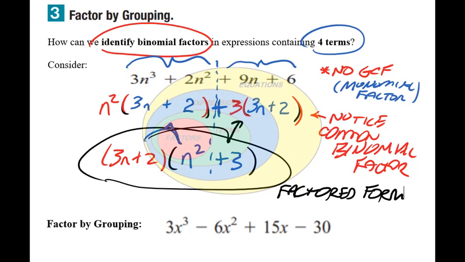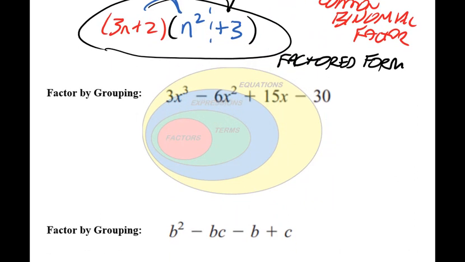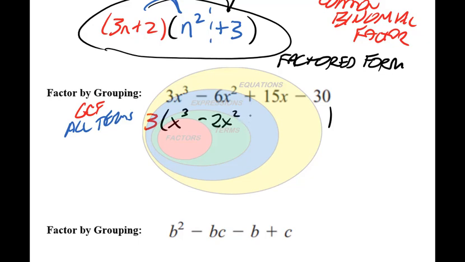So let's try that again with the next expression. Again, the first thing we notice is that in this case there is a greatest common factor of all the terms. There's a 3 that's common to all the terms. So if I take the 3 and rewrite my 4 terms as a distribution, I would end up with x cubed minus 2x squared plus 5x and then minus 10. So we do have a greatest common factor, so we'll do that first.